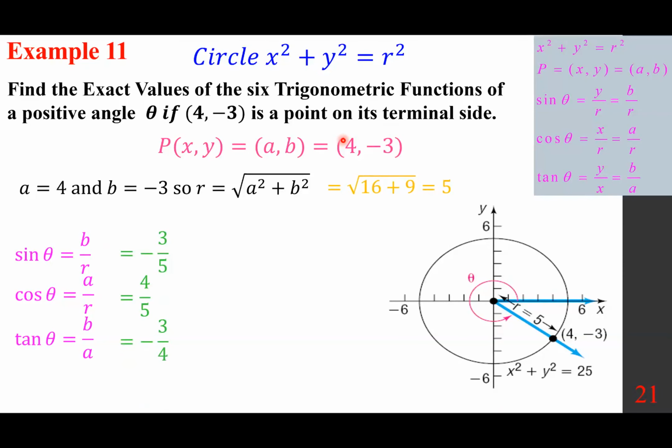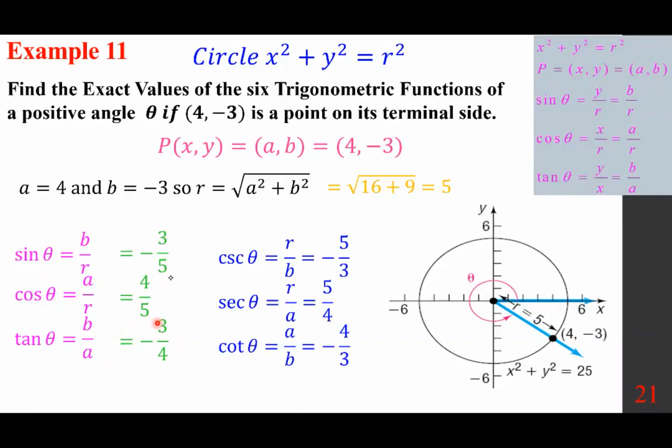So cosecant is 1 over sine or -5/3. Secant of theta is 1 over cosine or 5 over 4. Cotangent is 1 over tangent or -4/3. So the rest of them are the reciprocals. In fact, you don't even need the third one. As long as you find these two, the rest of them become nice and easy. Very straightforward, everybody.